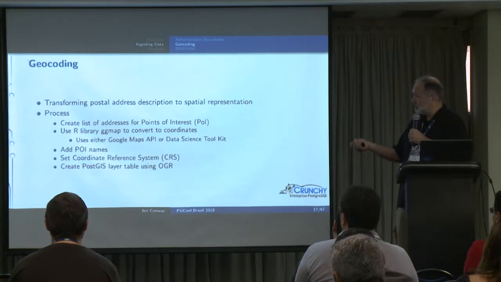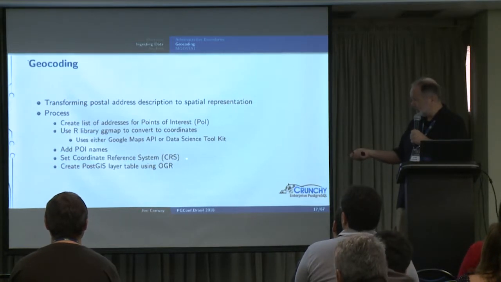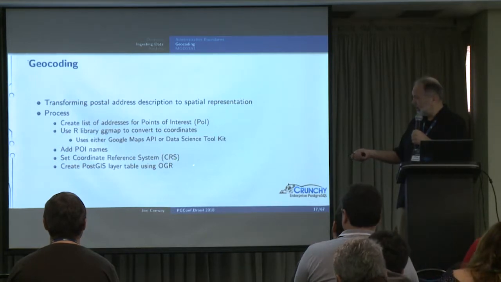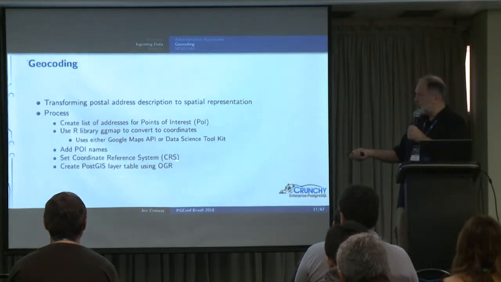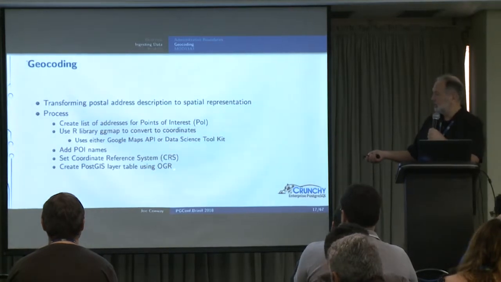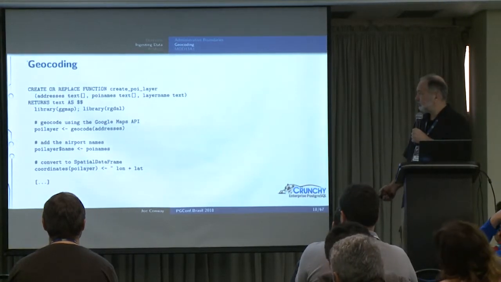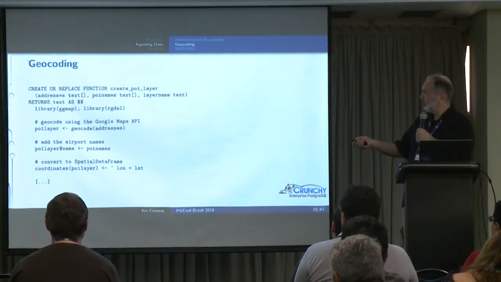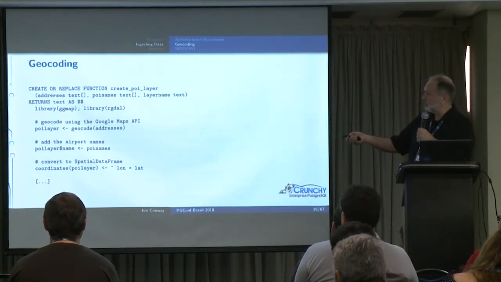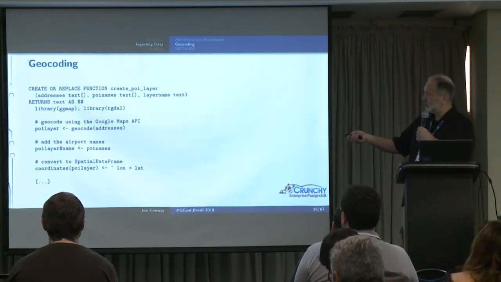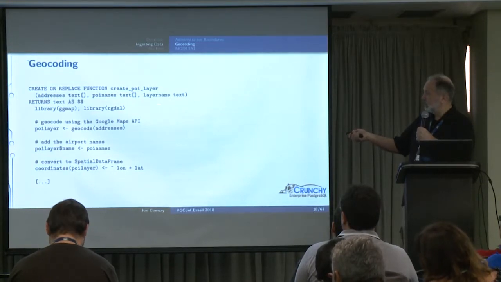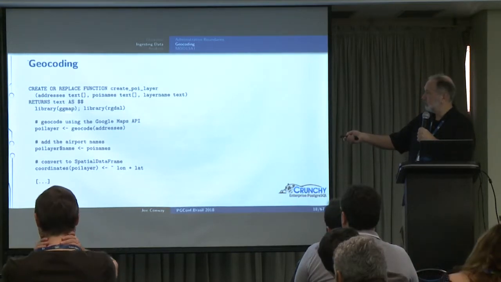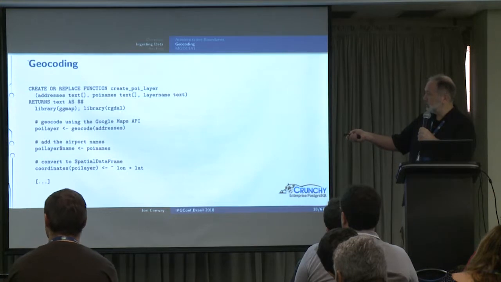Then I'm going to add names to these points of interest, and set the coordinate reference system for them. And then, similar to what I did with the administrative boundaries, I'm going to create a layer table using OGR. So this function, create point of interest layer, takes an array of text, which I call address, an array of text, which I call point of interest names, and then the layer name that I want to use. And I'm using the ggmap library, as well as the rgdal library.